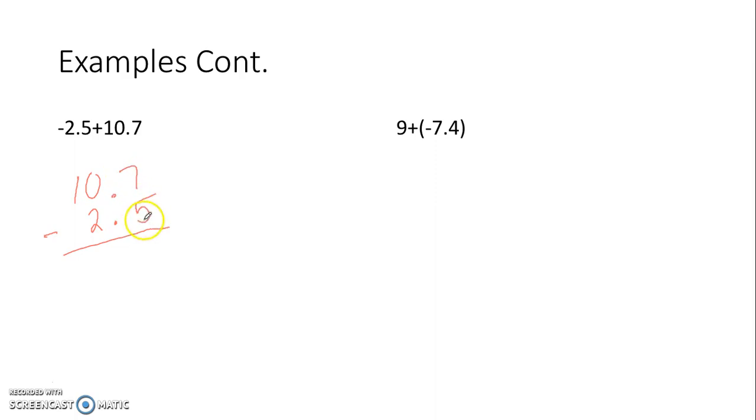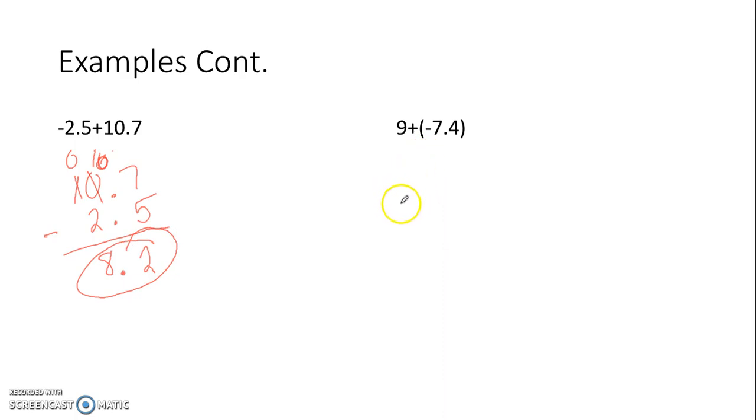Alright, 7 minus 5 is 2. Bring that decimal point down. We can't take 2 away from nothing, so we have to borrow. That's a 0, by the way, not a 6. So 10 minus 2 is 8. Alright, so we have 8.2. And now we look at, well, what is bigger? What's the bigger absolute value, 2.5 or 10.7? I hope all of you said 10.7, so that means 8.2 is the answer because it's positive, because 10.7 is the bigger number.